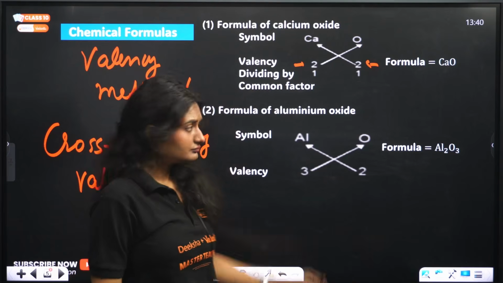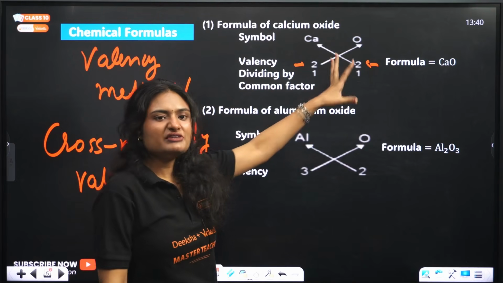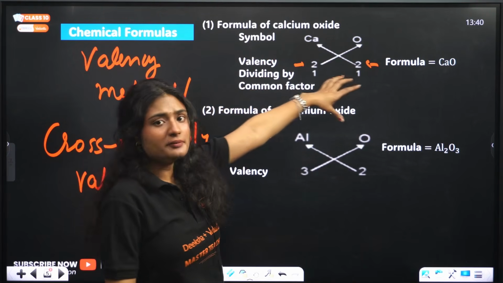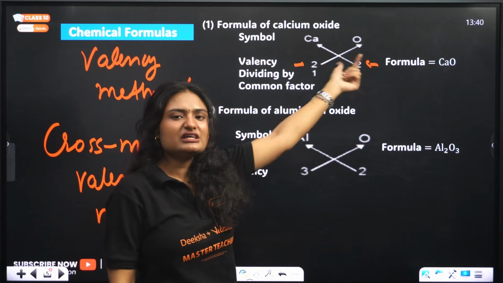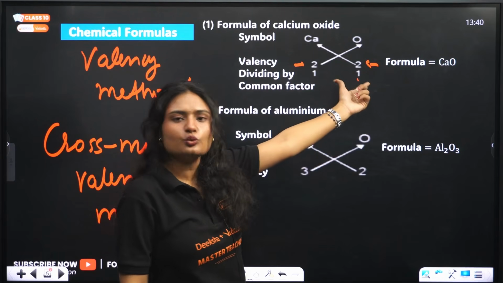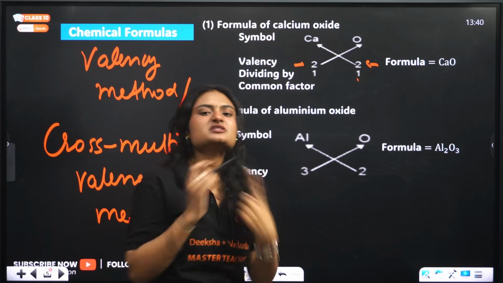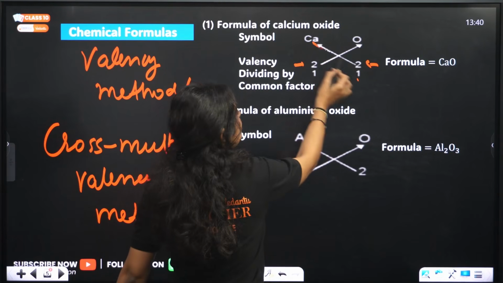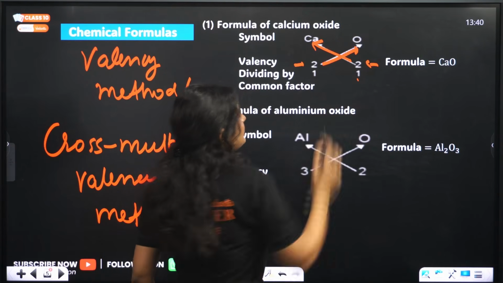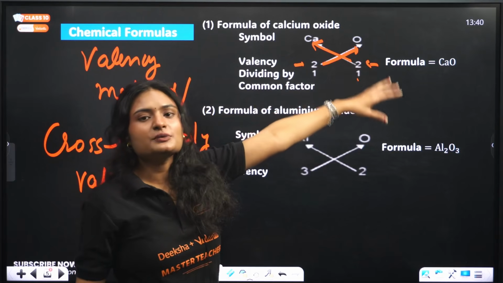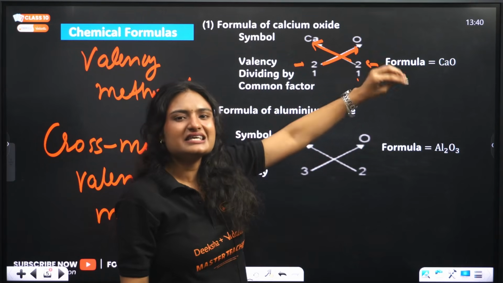Clear? Here both had 2. So what we did, we take common. If both have the same valency, we can just divide by 2 and we get 1, right? So when you combine it, you do this cross multiplication. That means calcium oxide has the formula CaO.